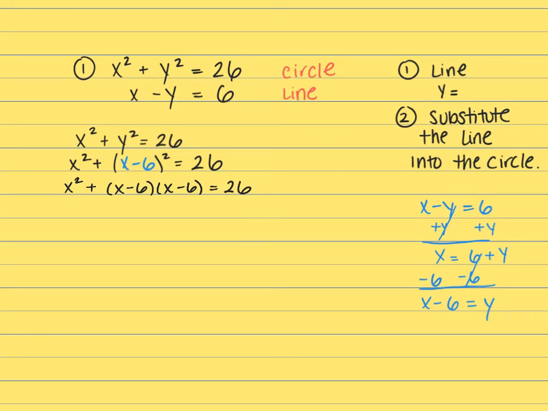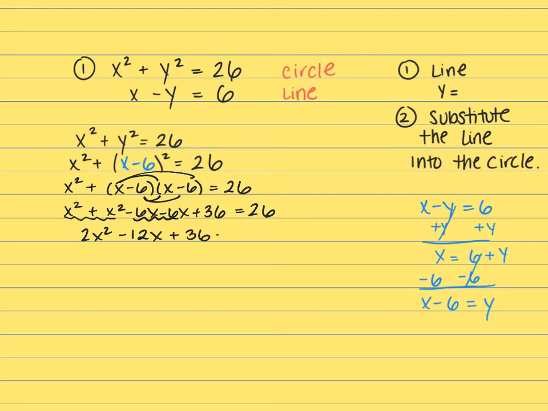And we'll double distribute. X times x is x squared. X times negative 6, negative 6x. Another negative 6x. And negative 6 times negative 6 is positive 36. And bring down my x squared and my 26. Combine any like terms that we have. X squared plus x squared is 2x squared. Negative 6x and negative 6x is negative 12x. Bring down my 36 and my 26. And then set it equal to 0.